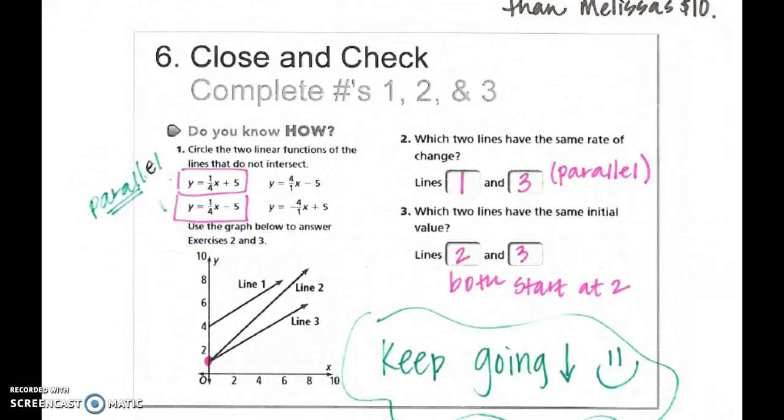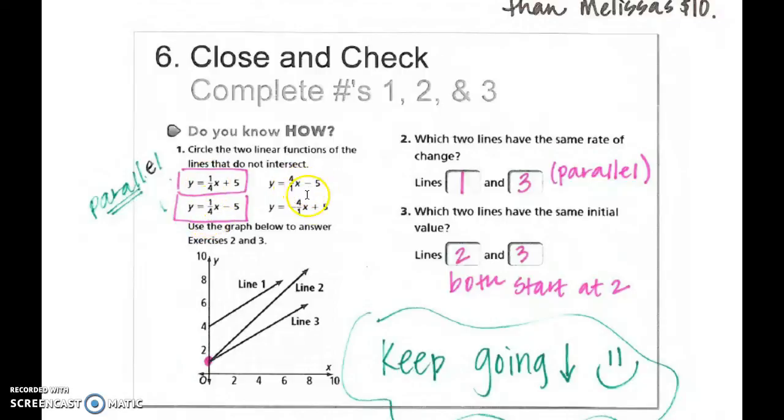For the close and check, just putting everything together: circle the two linear functions or lines that do not intersect. Well, if we don't want them to intersect, we know that they have to be parallel. So in order to be parallel, they have to have the same slope. Both of these have a slope of 1/4. It doesn't matter what the y-intercept is. What matters is the slope is 1/4.